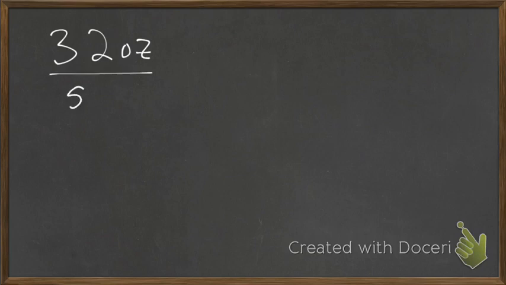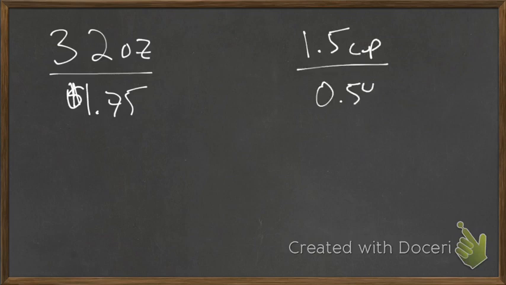Let's talk about those beans. Help me out, 32-ounce beans cost how much? Was it $1.75? Yep. And 1.5 cups of beans cost 54 cents. Okay, so we need to figure out how much this costs.